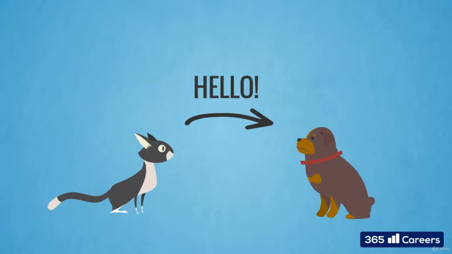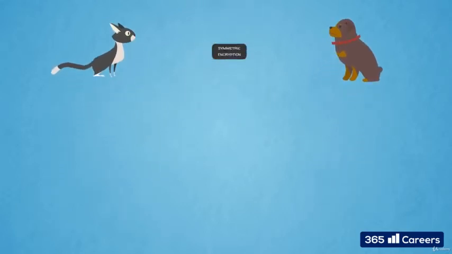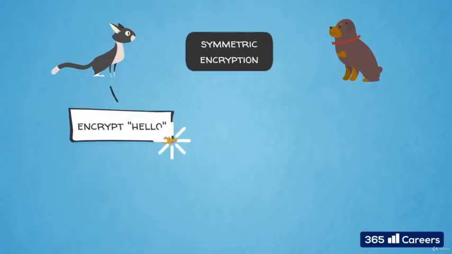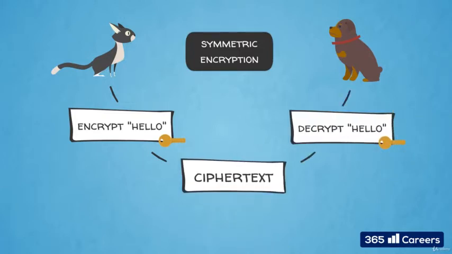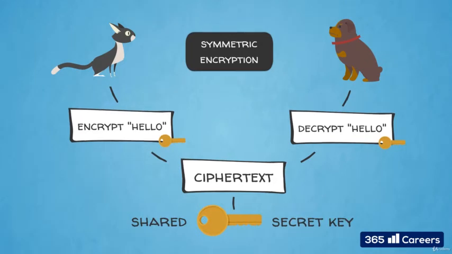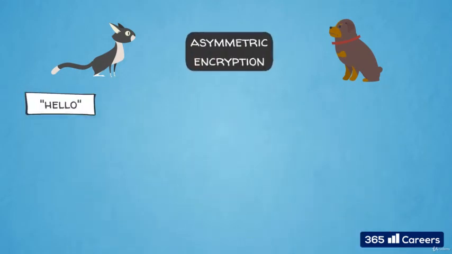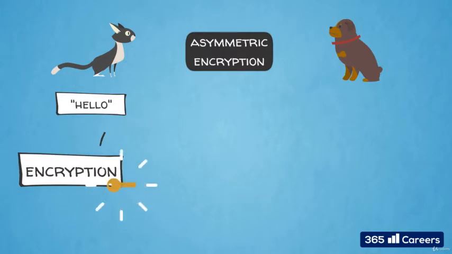A cat wants to send a dog a hello message, but doesn't want anybody else to be able to read the message. If it uses the first technique, the cat will have to share the same secret key with the dog. It will encrypt the plain text hello into ciphertext using the shared secret key. Once the dog receives the ciphertext, it will be able to decrypt it with the shared secret key, and that's that. But it isn't always convenient to share your secret key with an external party, right? It is much more convenient if both parties have their own secret keys and come up with a mechanism to be able to share information with each other.